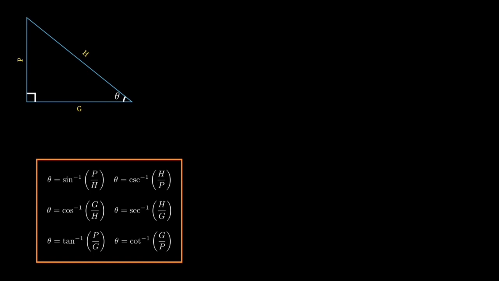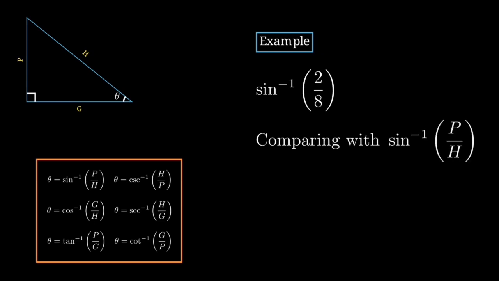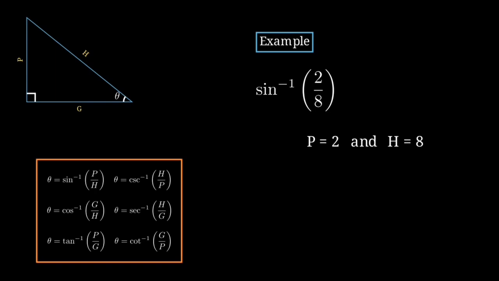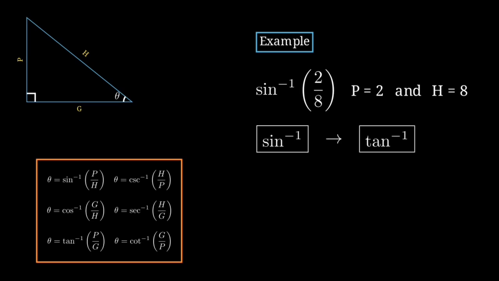Let's understand this with an example. We start with sine inverse of 2 by 8. Comparing with sine inverse P by H from the orange box, in our case, P equals 2 and H equals 8. Let's now use the identity to convert it into a tangent inverse expression. The orange box clearly shows that sine inverse P over H equals tan inverse P over G.